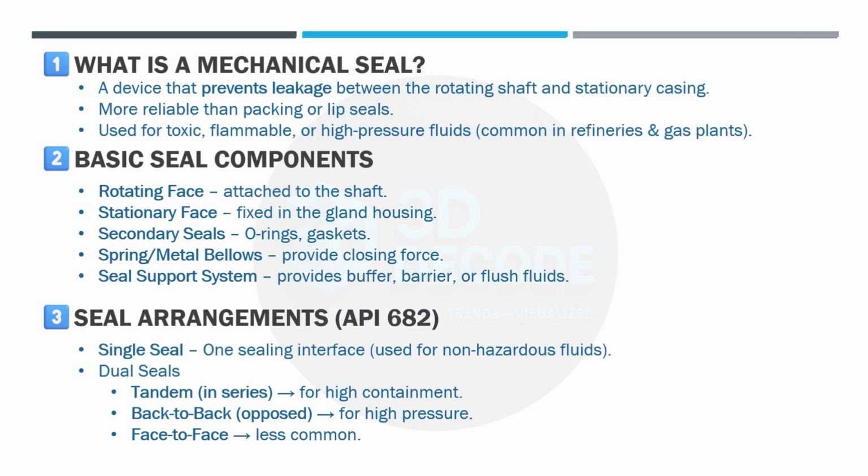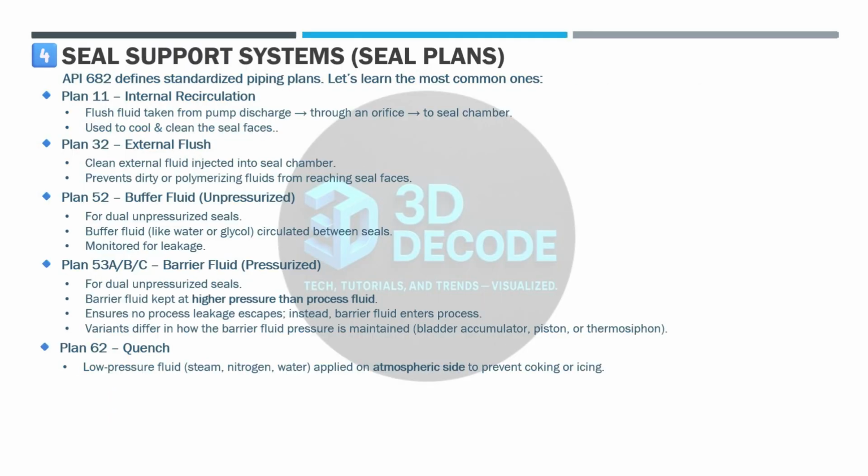3. Seal arrangements in API 682. Seals can be arranged in different ways depending on process needs. Single seal, one sealing interface, used for clean, non-hazardous fluids. Dual seals: tandem, in series, for high containment; back-to-back, opposed, for high pressure; face-to-face, less common.